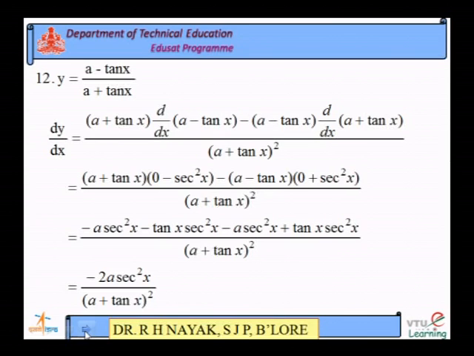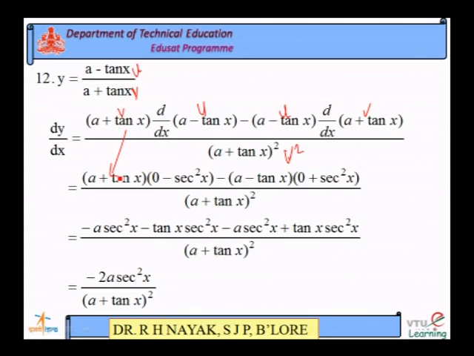Check the next one on quotient rule. y is equal to (a minus tan x) divided by (a plus tan x). Again, whatever the numerator is, the whole thing is taken as u, and the denominator is taken as v. v into d by dx of u minus u into d by dx of v, divided by v square. We have to keep v as it is, then the differentiation of u. What is the differentiation of a?